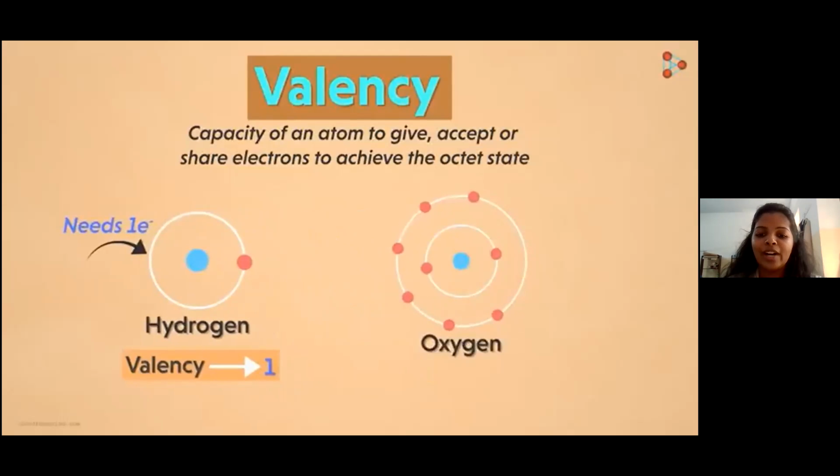Next one is oxygen. Its electronic configuration is 2, 6, so there are 6 electrons in the outermost shell. It is very difficult to donate these 6 electrons, so we consider that it needs 2 electrons, and its valency is 2.